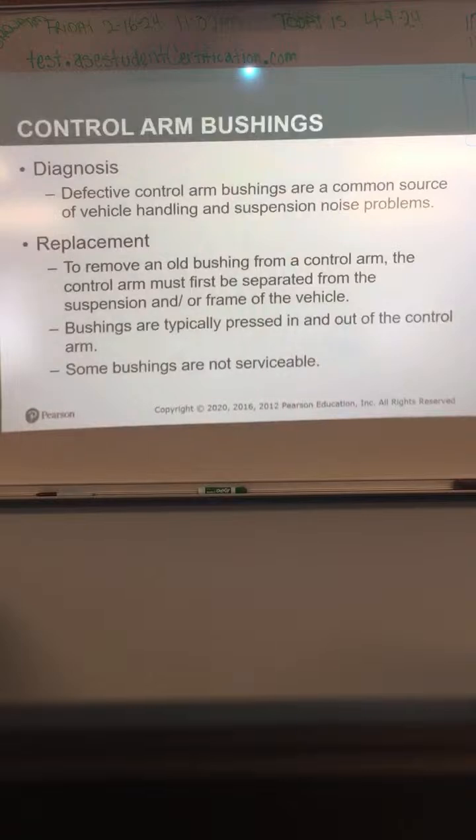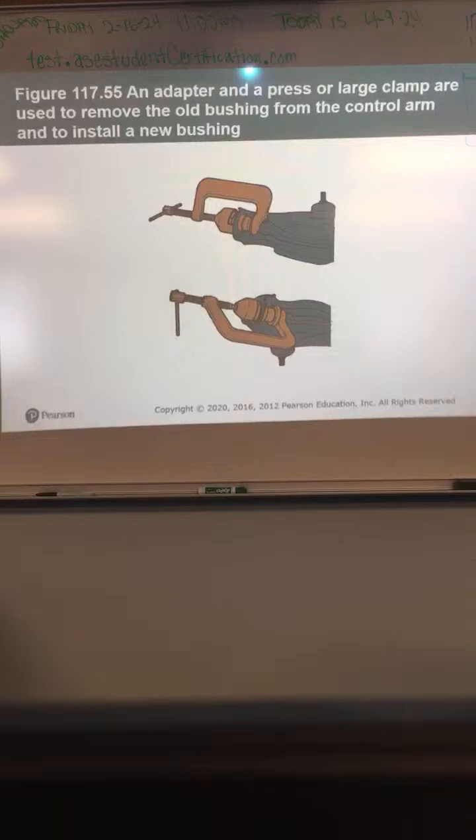Control arm bushings are a common source of vehicle handling and suspension noise. Replacement depends on the vehicle. Some will have to be pressed out, some will have to have an entire control arm replaced. Some are not serviceable, which means you would have to replace the whole control arm. We saw the bushing press before. If they're pressed into the control arm, that's how you would do that.